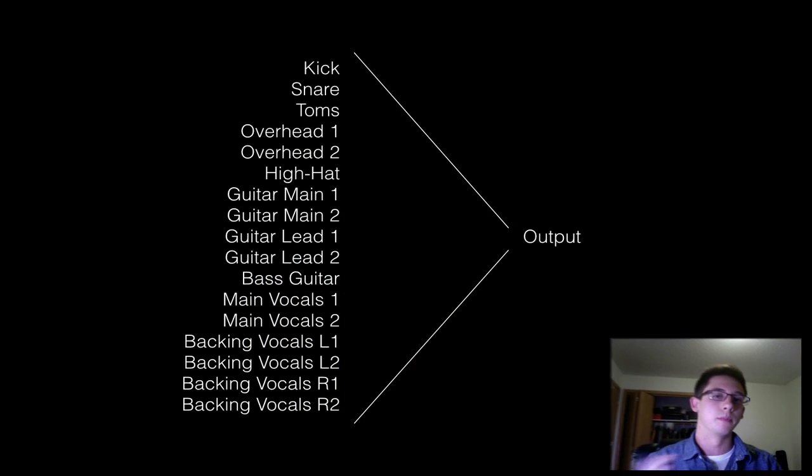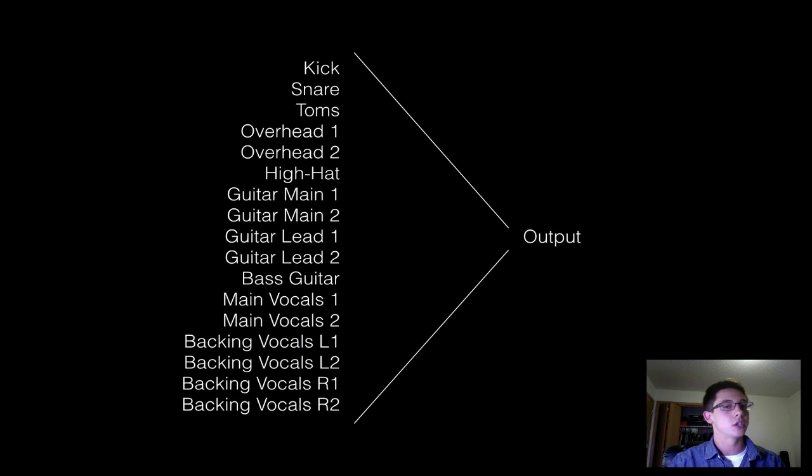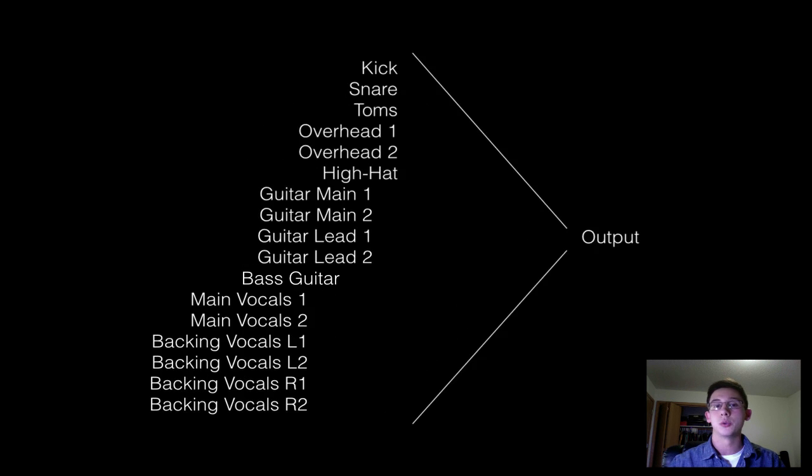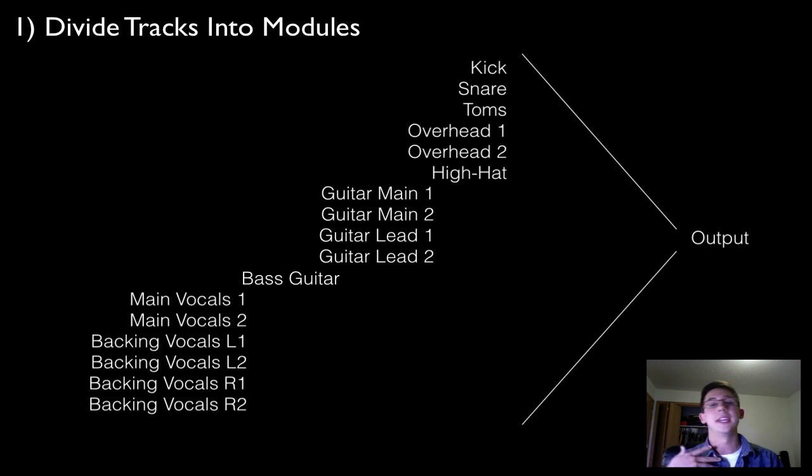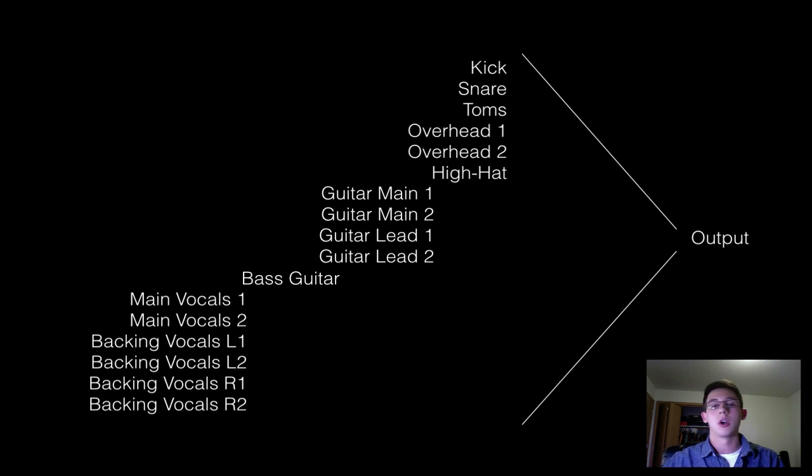So let's look at this example. In front of you we have a set of tracks: kick, snare, toms, a couple overheads, and a hi-hat track. Those are the drum tracks, plus some guitar tracks, bass guitar, and some vocals, main and backing. Now this is a very simple example, but what we want to do here is split this up into modules. As you can see, we're going to be grouping it into some drums, some guitars, a bass guitar. We could have multiple tracks there. We can even split our vocals up into two smaller modules, main vocals and backing vocals if you want to. But this is just a very simple example of how to split your tracks up into particular modules.